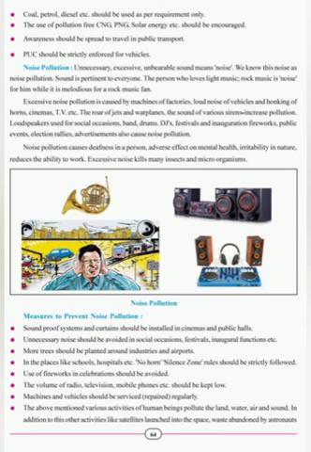etc. The roar of jets and warplanes, the sound of various sirens increase pollution. Loudspeakers used for social occasions, band, drums, DJs, festival and inauguration fireworks, public events, election rallies, advertisements also cause noise pollution. Noise pollution causes deafness in a person, adverse effect on mental health, irritability in nature, reduces the ability to work. Excessive noise kills many insects and microorganisms.